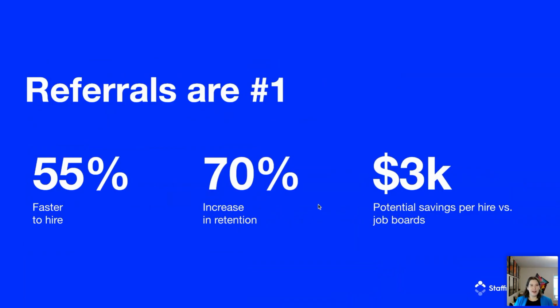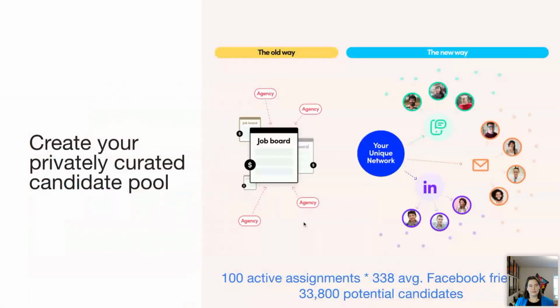Now, this is also a bit of anecdata, but we heard from a staffing referrals customer recently that 90% of the referral candidates they placed last year stayed past their assignment. What makes referrals work and what makes them so different from job boards is that instead of fishing in the same pond as everyone else, referrals allow you to create a privately curated candidate pool that centers around the people who know you and who have had a great experience with your agency.